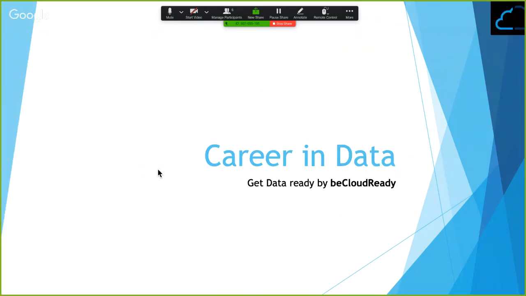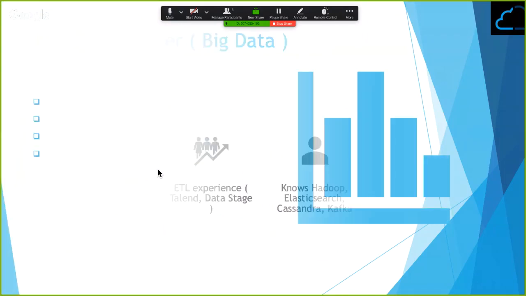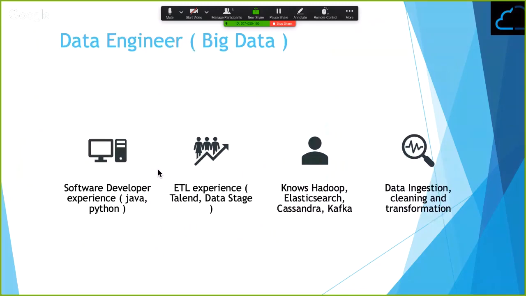And now we'll talk a little bit about the career side of data engineering. So a few things about the career.